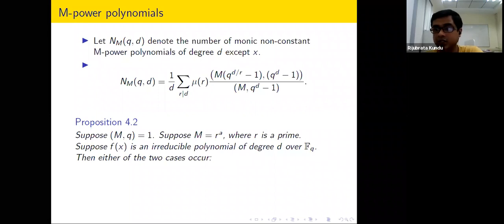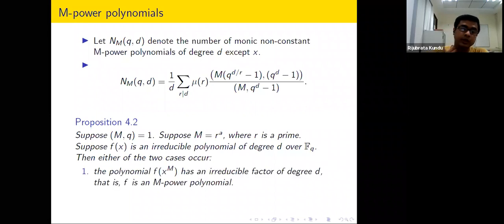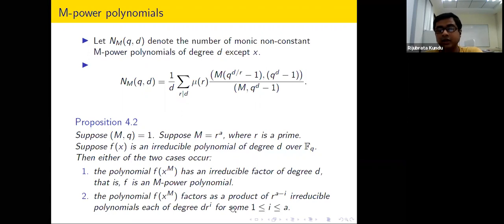What are the degrees that are possible to get? So the number one case is that f(x) power m has an irreducible factor of degree d, that is, f is an m-power polynomial. That is one case that we can have. Or else, this is the remaining case: if the first one doesn't happen, then the polynomial f(x) power m factors as a product of r to the power a minus i irreducible factors, each of degree d into r to the power i, for some i.